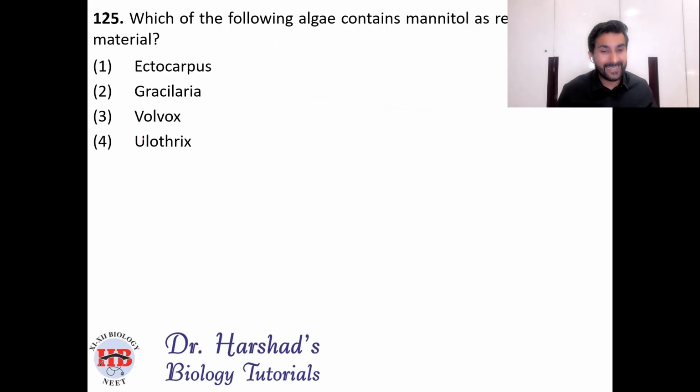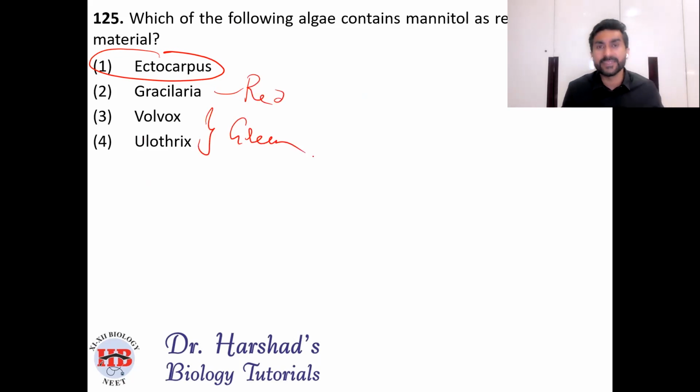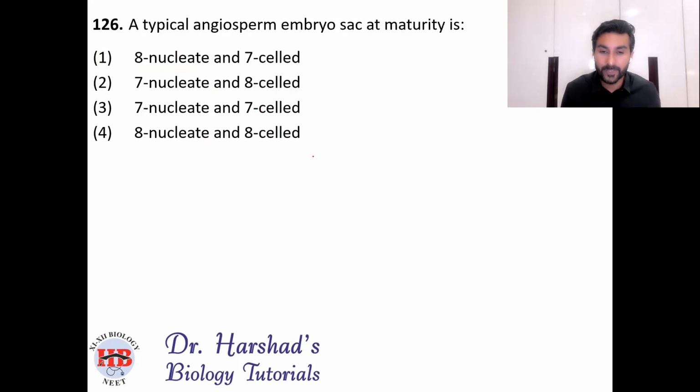Which of the following algae contains mannitol? Now, if you remember, mannitol is found in brown algae. Out of these options, the brown alga is Ectocarpus. So our answer in this case would be Ectocarpus. You should know that Gracilaria is an example of red algae. Volvox and Ulothrix are examples of green algae. Since they have asked you about mannitol, which is a feature found in brown algae, our answer would be option number 1. Again, a straightforward question which has been asked so many times in so many papers.